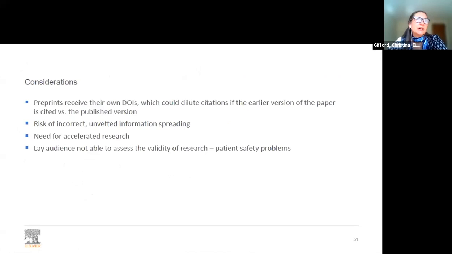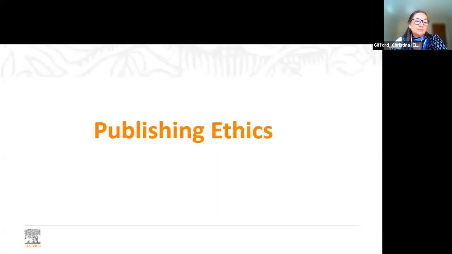Considerations: preprints receive their own DOIs, which can dilute citations if the earlier version of the paper is cited versus the published version. You run the risk of incorrect, unvetted information spreading before you have a chance to publish your peer-reviewed article. If there's a need for accelerated research, that's something to consider. And also, a lay audience is not able to assess the validity of the research, such as patient safety problems. So those are other considerations if you're thinking of posting a preprint.